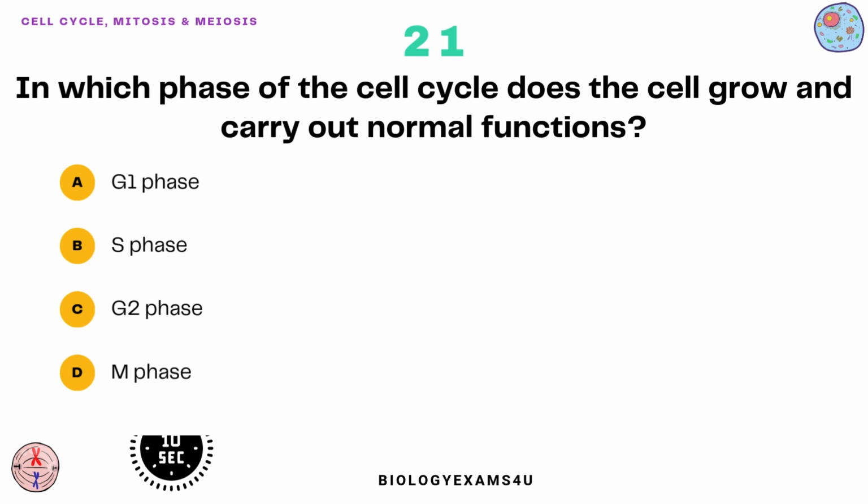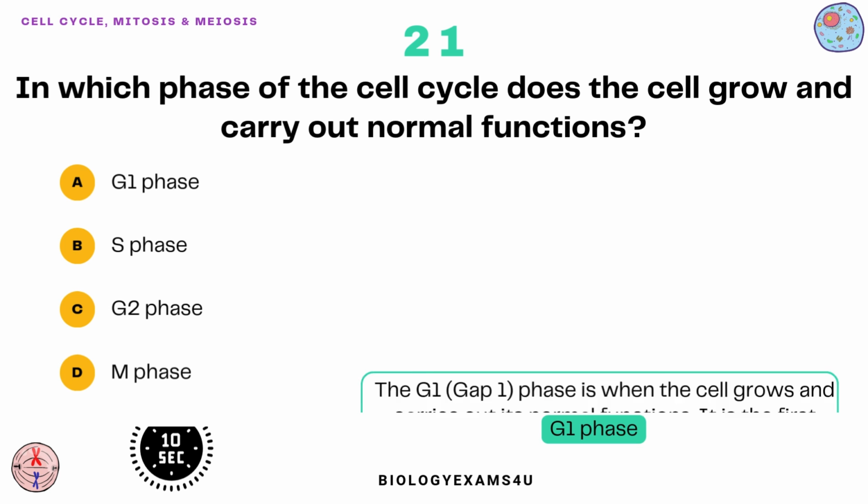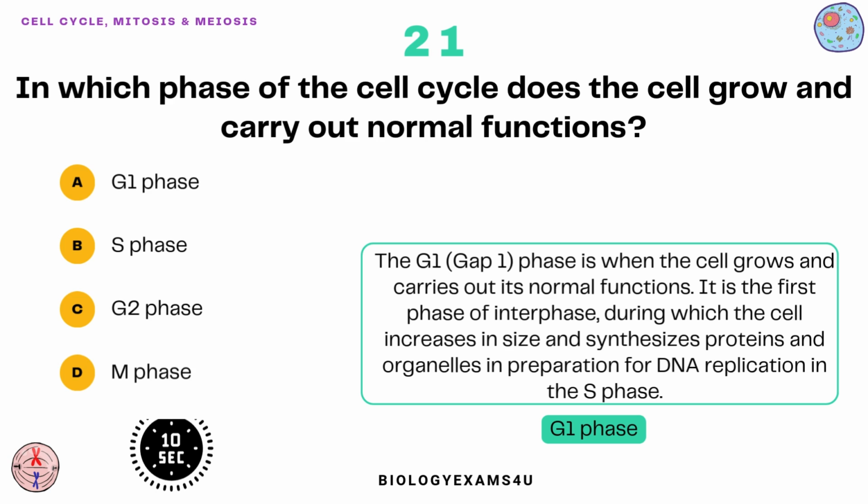The correct answer is G1 phase. G1 phase or GAP1 phase is when the cell grows and carries out its normal functions. It is the first phase of interphase during which the cell increases in size, synthesizes proteins and organelles in preparation for DNA replication in the synthetic phase or S phase.